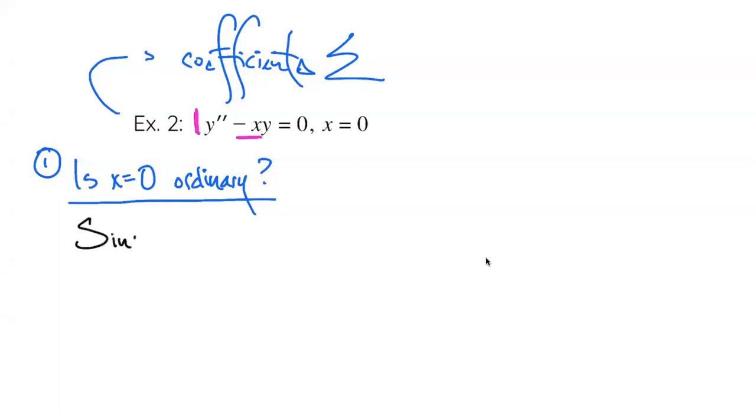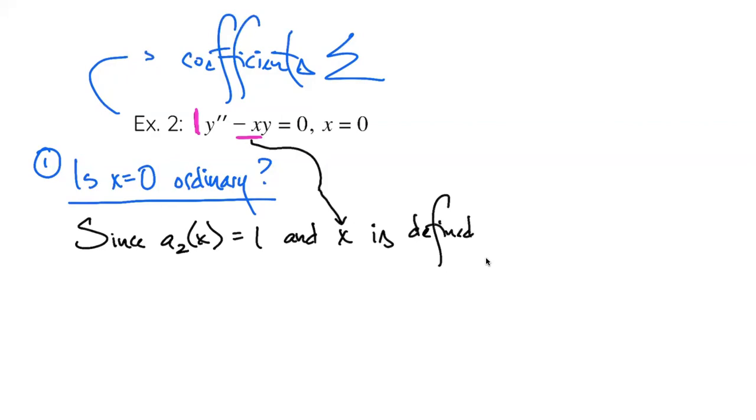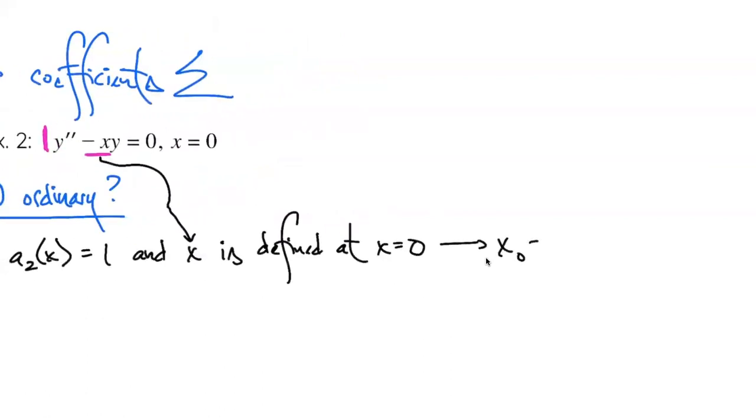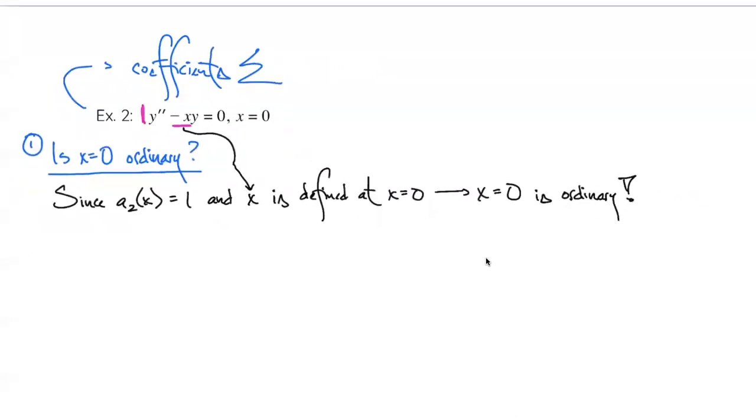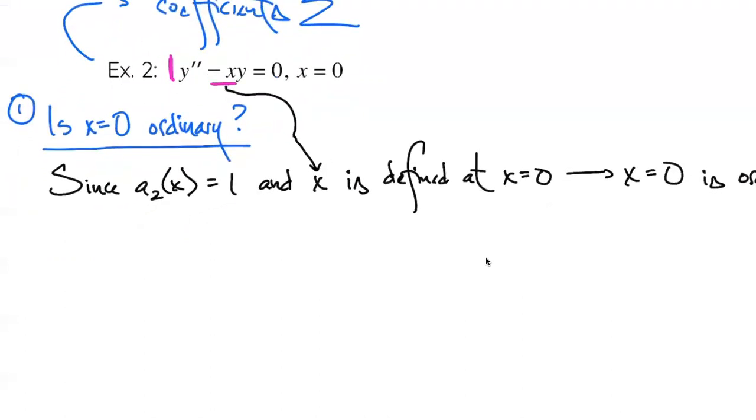So we can say that since a sub 2 of x equals 1, and x is defined at x equals 0, we do have that x equals 0 is ordinary. Okay. And this step is really mostly important because tomorrow when we look at singular points, we really want to see the difference between an ordinary and a singular point. Okay. But what that tells us is that it would be okay to guess a solution of the following form.